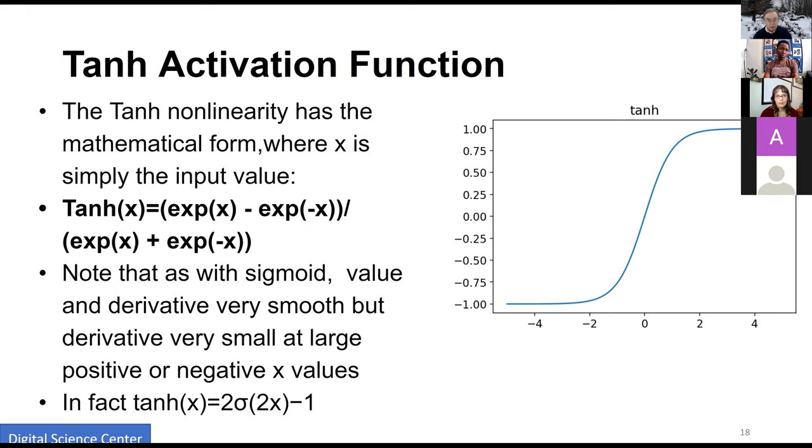Tanh, as far as I know, is essentially the same. It's just a simple transformation of the sigmoid. Tanh of x is 2 sigma of 2x minus 1, as defined here. And so the picture essentially looks the same, except it goes from -1 to 1, which could be convenient in some applications, rather than from 0 to 1.